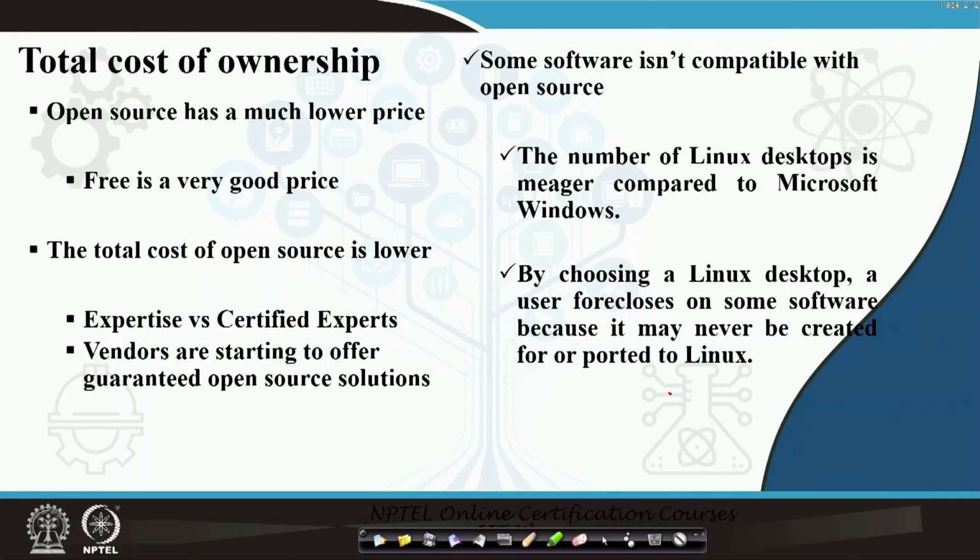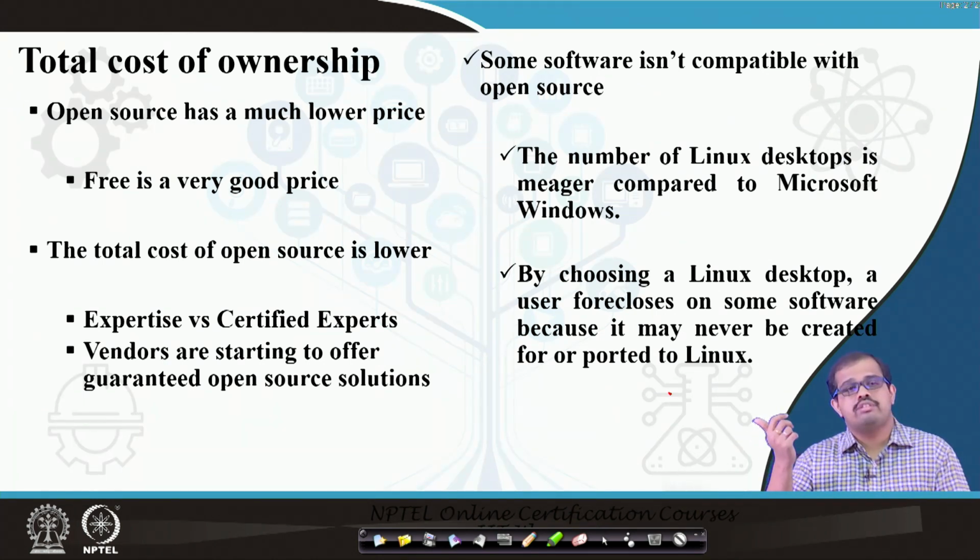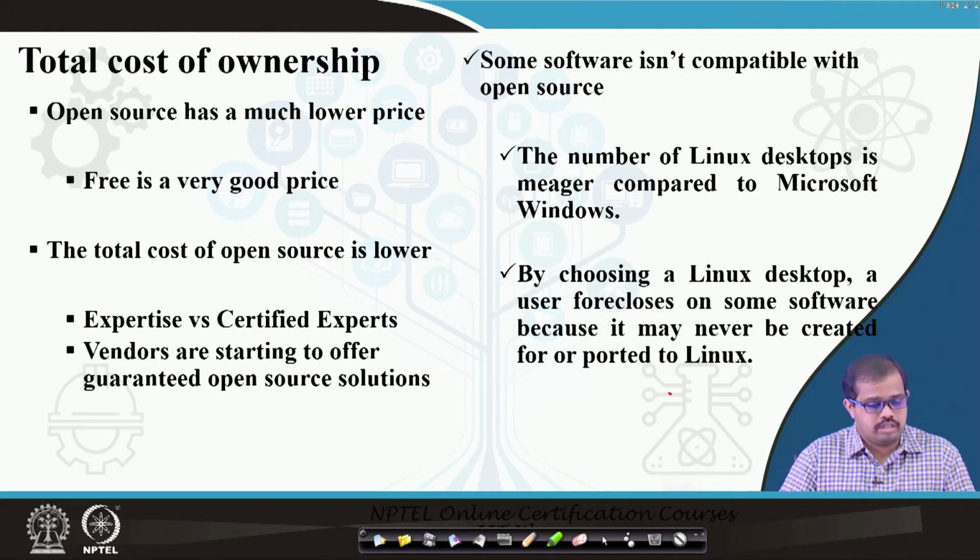So, when you look at the total cost of ownership, open source has a much lower price. As I said, it may be just a distribution price, otherwise most of the open source software is free. When I say lower price, free is a very good price normally. So, that is the cost of ownership. The total cost of open source is much lower.